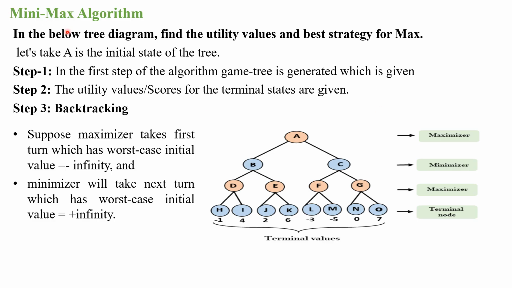The next one is the Minmax algorithm. The Minmax algorithm is used to find the utility values and the best strategy for max. Let us take this example, where A is the initial state of the tree, and we are going to solve the problem in three steps. The first step is that the game tree is generated. Here the game tree is given in the problem itself.